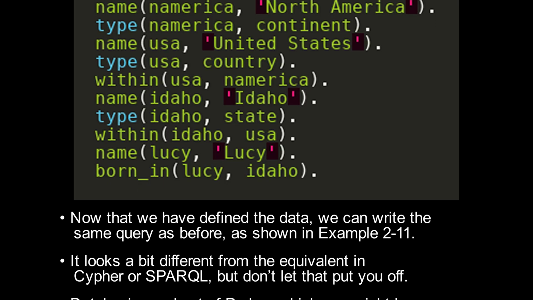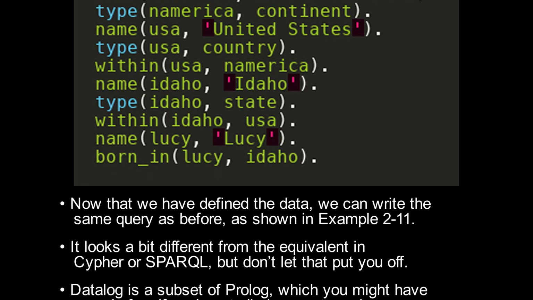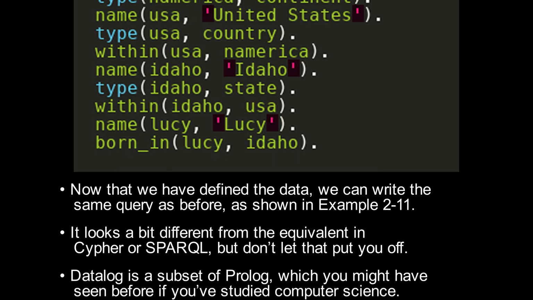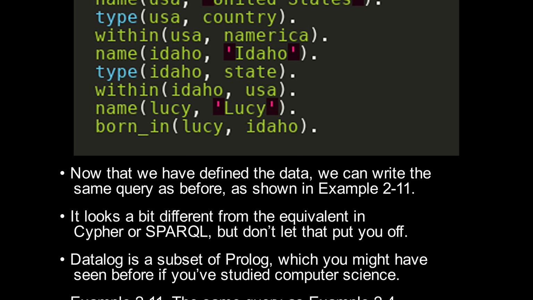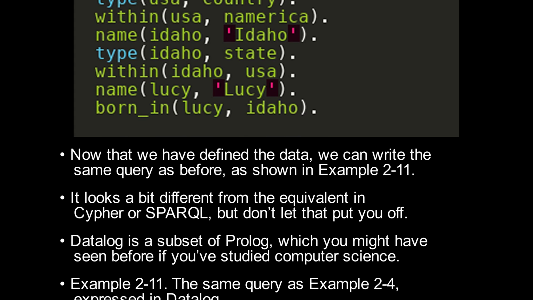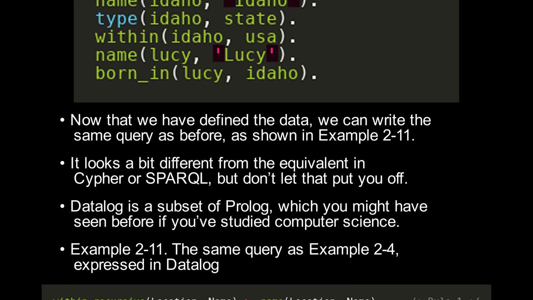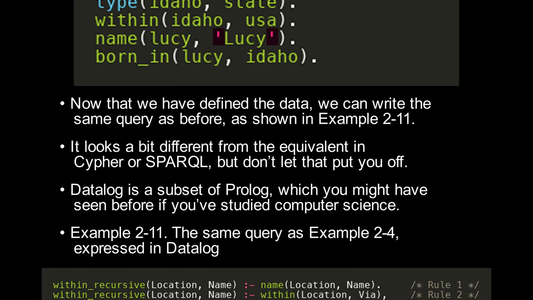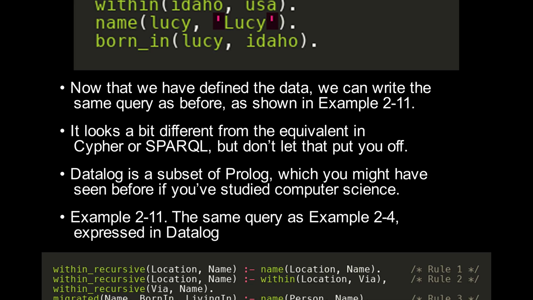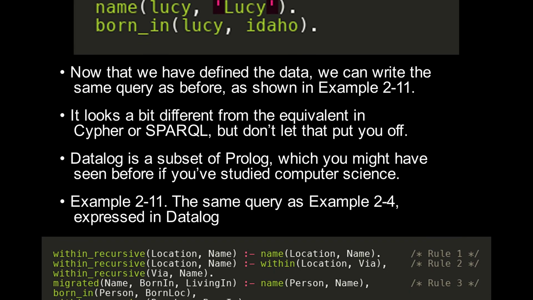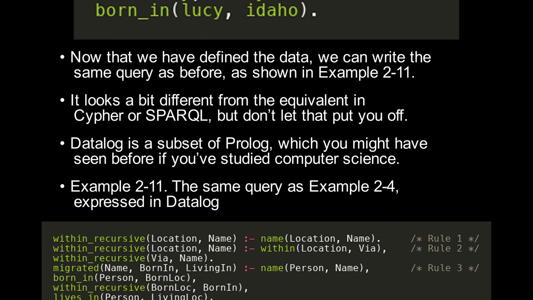Now that we have defined the data, we can write the same query as before, as shown in Example 2-11. It looks a bit different from the equivalent in Cypher or SPARQL, but don't let that put you off. Datalog is a subset of Prolog, which you might have seen before if you've studied computer science. Example 2-11. The same query as Example 2-4, expressed in Datalog.